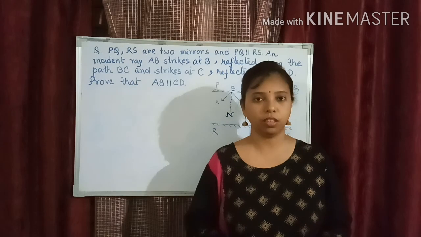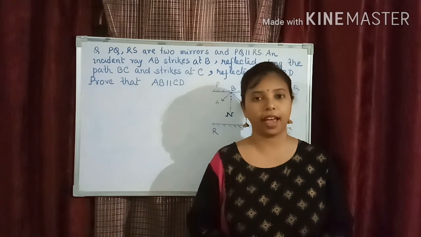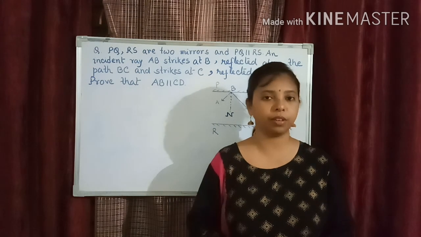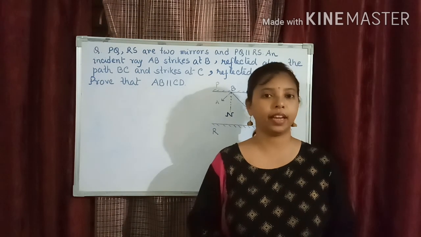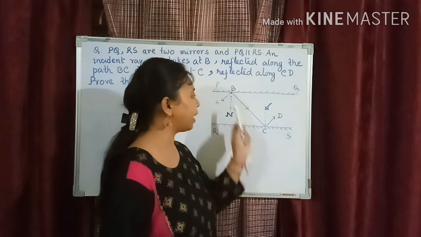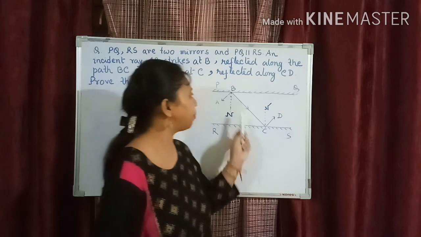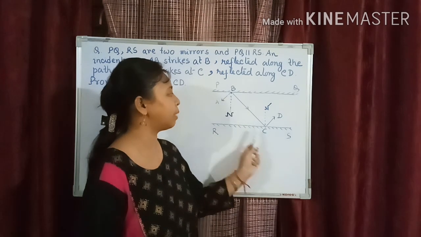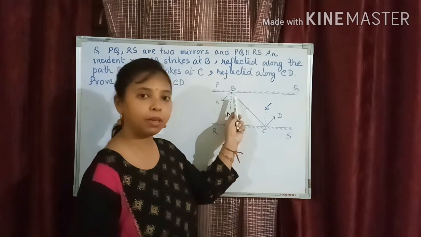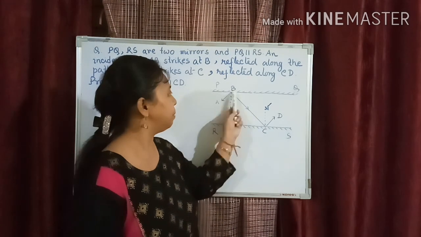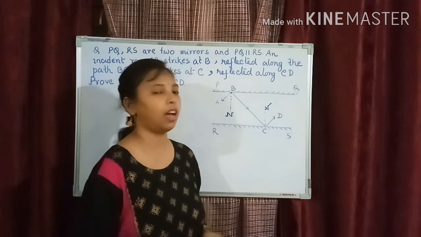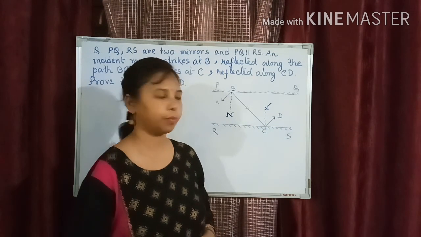Here we have to recall the properties of incident ray and reflected ray. The angle of incidence is equal to the angle of reflection, that we know. So here I have drawn two normals, at the point B and at the point C. At the point B I have drawn normal BN, at the point C I have drawn normal CS. Here normal means perpendicular. BN is perpendicular to PQ and CS is perpendicular to RS.